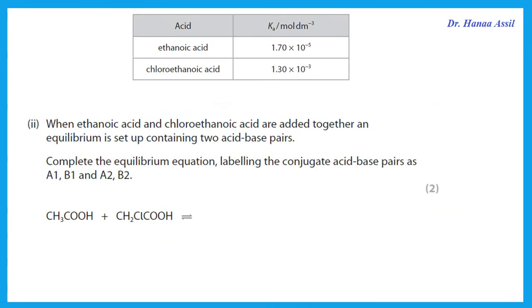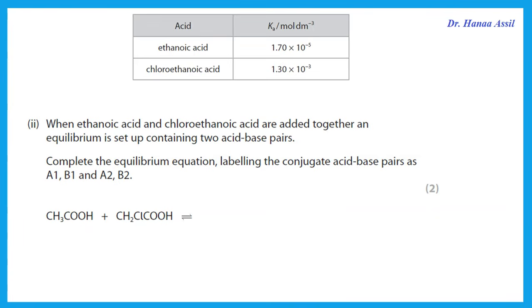When ethanoic acid and chloroethanoic acid are added together, an equilibrium is set up containing two acid-base pairs. So both of them reacting together, that means one of them has to act as an acid, a proton donor.